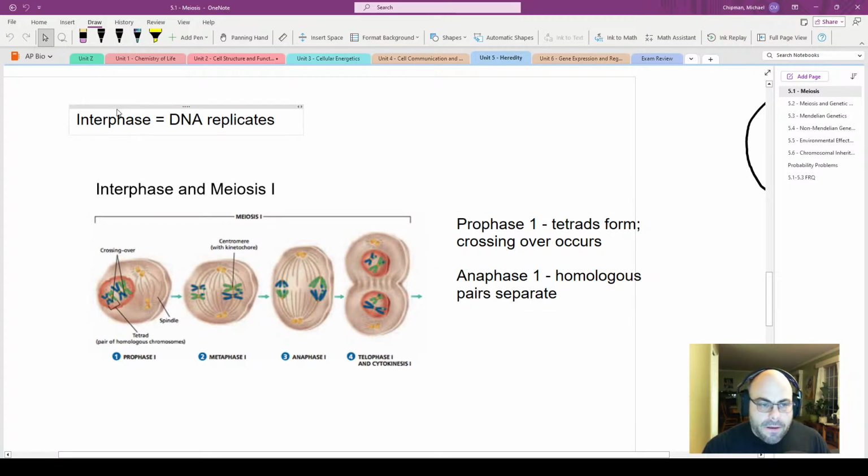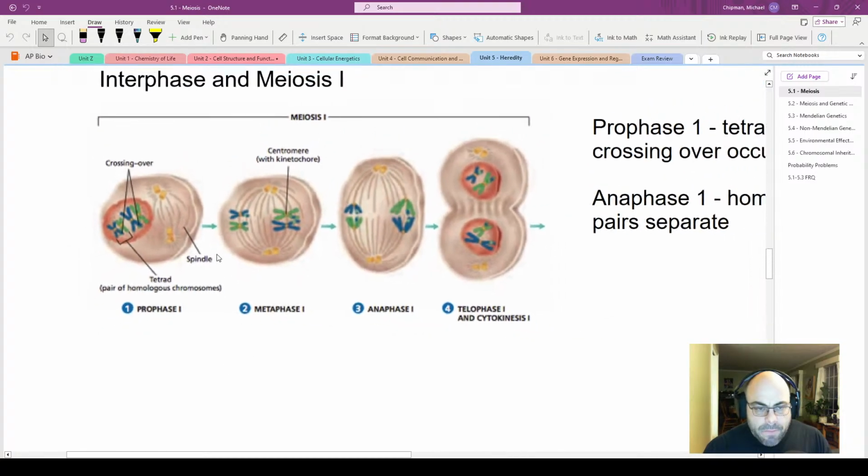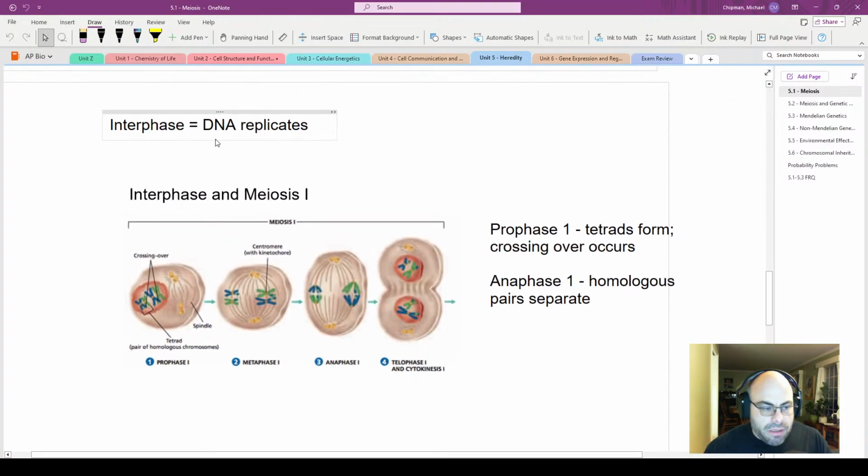All right. And then there's all these phases associated with it. So interphase, big deal here.